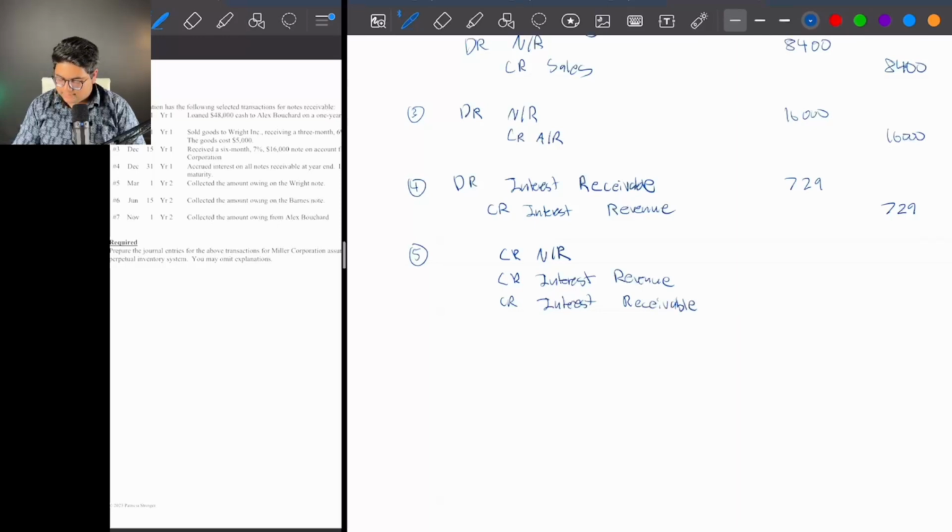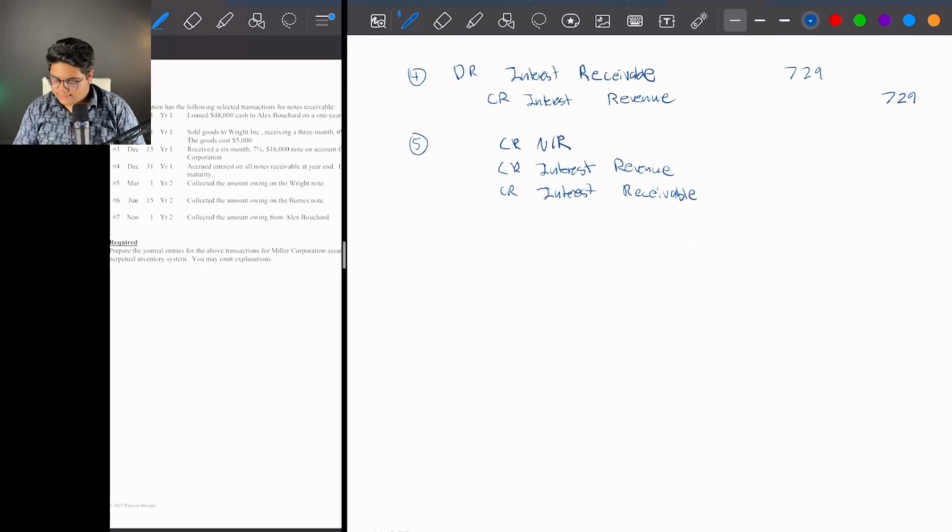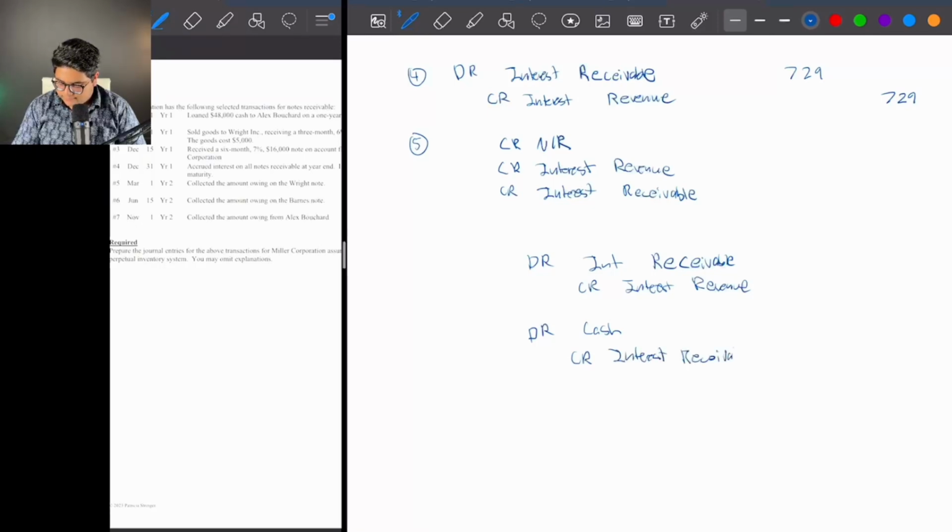receivable. This is why, because when you have interest, first you're going to debit interest receivable, then you're going to credit interest revenue. And then eventually when the interest is paid, you're going to debit cash and then you're going to credit interest receivable. Because the interest has been received, so we got to get rid of it.